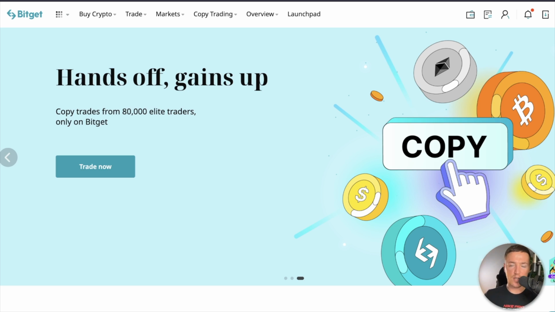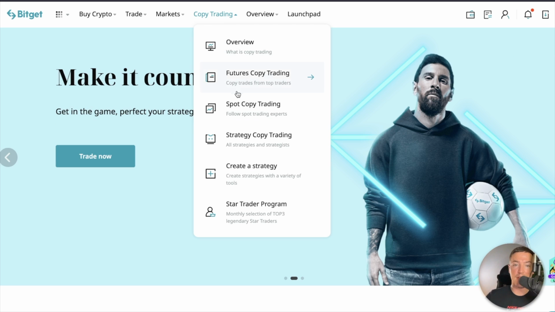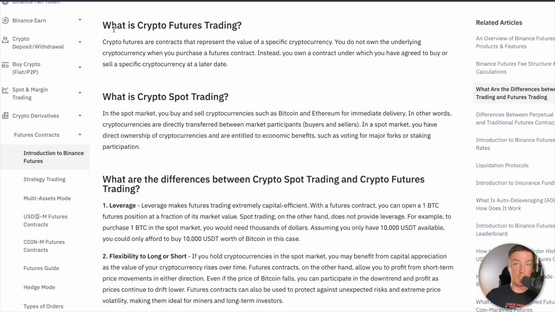So in this 3-part series, we're going to experiment with the Bitget platform and with the copy trading aspect of Bitget. On Bitget you have futures copy trading and you have spot copy trading. Let's see what the differences are between futures trading and spot trading.